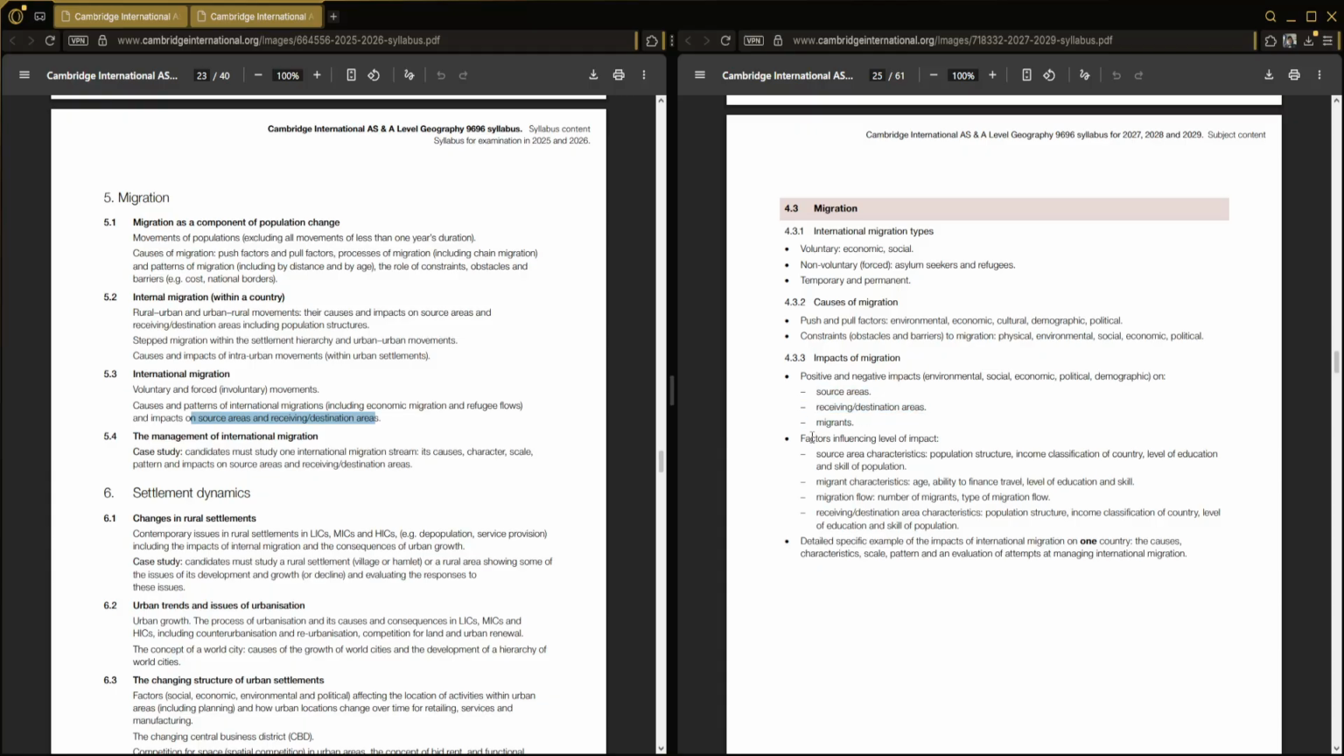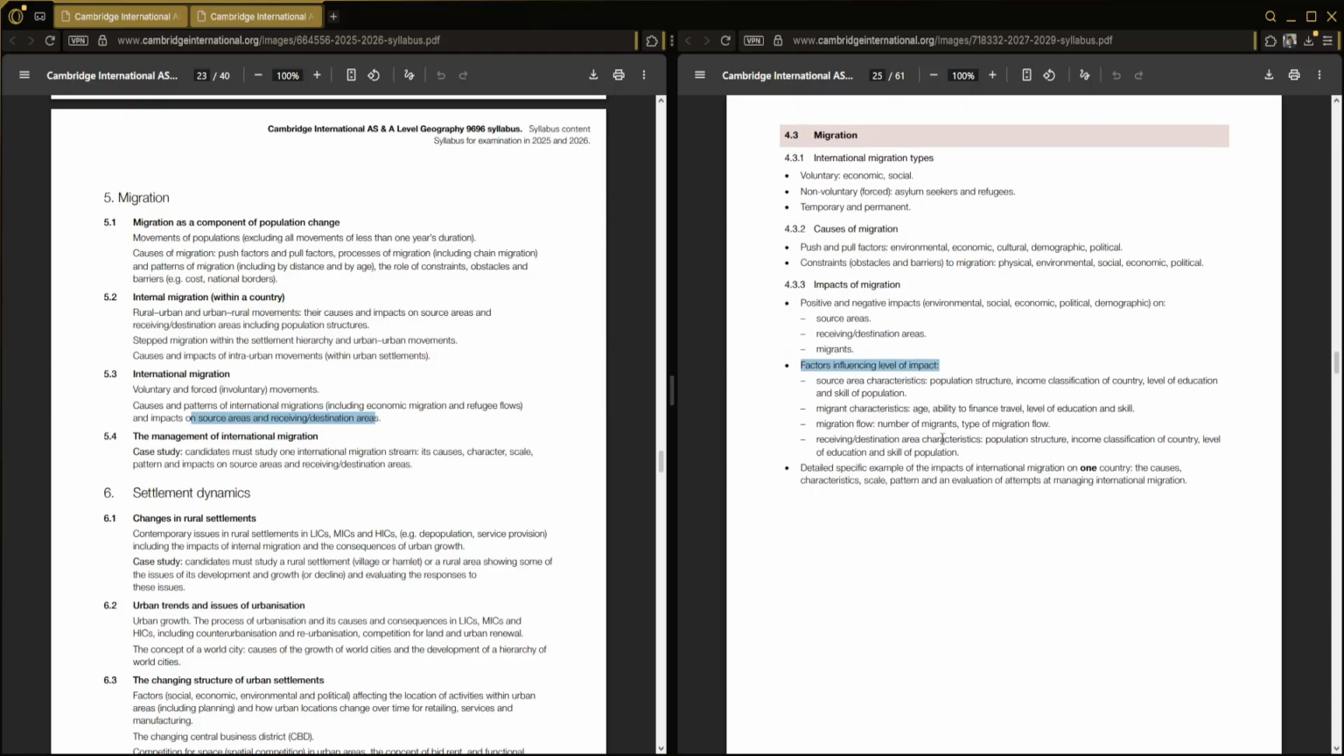Other than that, you also need to know about factors influencing level of impact. This means what factors cause migration impacts to be much greater. And logically, you can think of the more migrants there are, probably the larger impact. And obviously, it gives you all you need to study over here, not like the old syllabus.